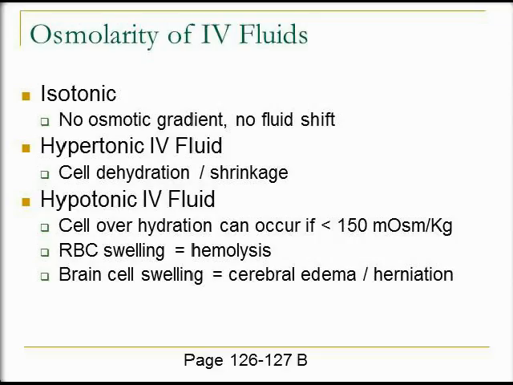So if we calculate the osmolarity of IV fluids, and in the book, I've talked about the difference between osmolality and osmolarity. I've described that in there. So for the osmolarity of IV fluids, if an IV fluid is isotonic, with isotonicity there's no osmotic gradient. There's no fluid shifting across cell membranes. For hypertonic IV fluids, you get cellular dehydration and shrinkage, and for hypotonic IV fluids, you can have cellular overhydration, and this can occur if your osmolarity is less than 150 milliosmoles per kilogram. This can cause red blood cell swelling and hemolysis. You can also have brain cell swelling, which can cause cerebral edema and herniation and death.